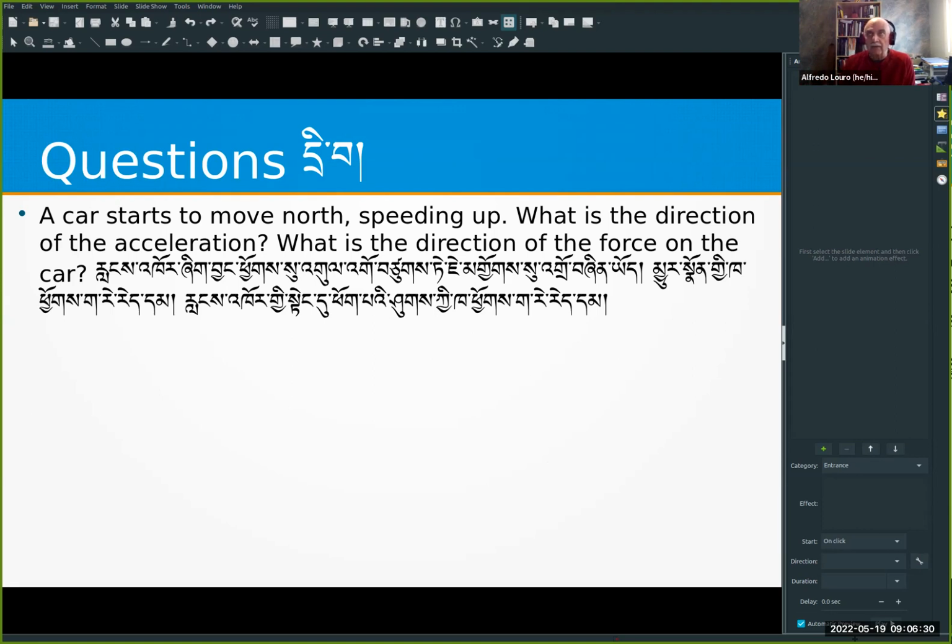So there's a positive change in velocity towards the north. So the acceleration is also towards the north. And then Newton's second law says quite simply that the acceleration is the same thing as the force per unit mass of the car. So the acceleration and the force will always point in the same direction. So if the acceleration is towards the north, then so is the force.